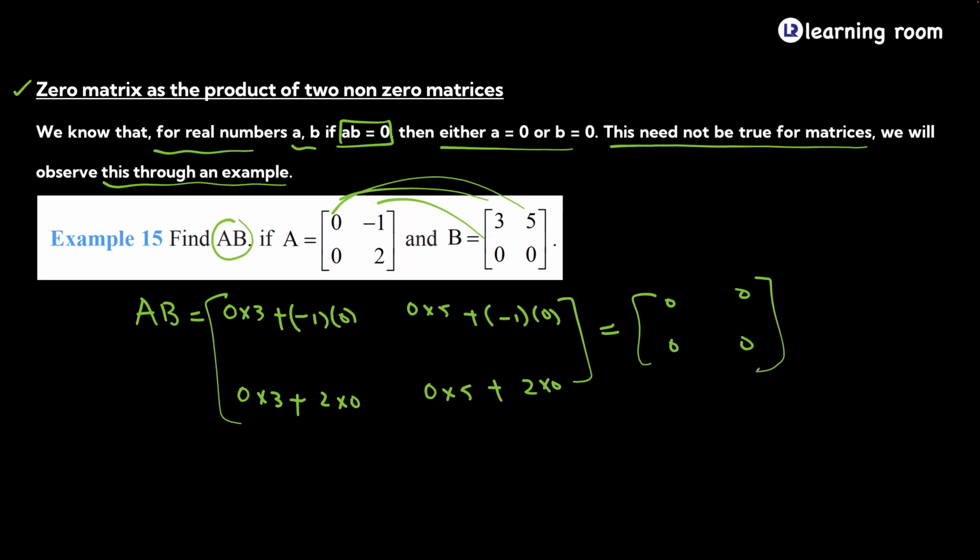So basically these two are two non-zero matrices. When you multiply two non-zero matrices, there is a possibility for us to get a 0 or a null matrix, right?